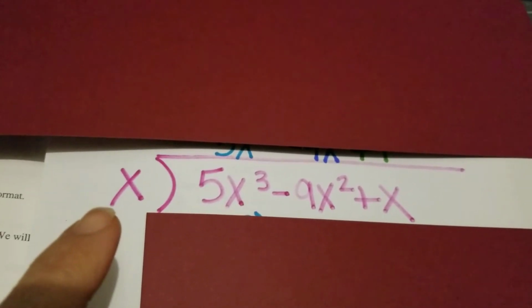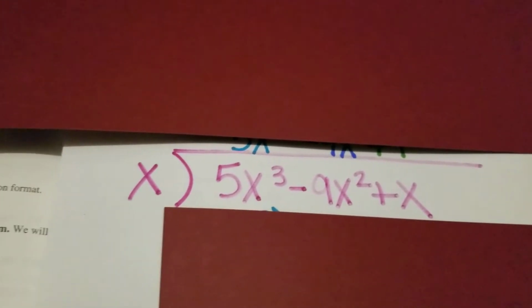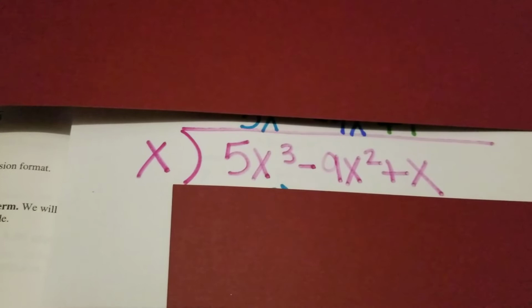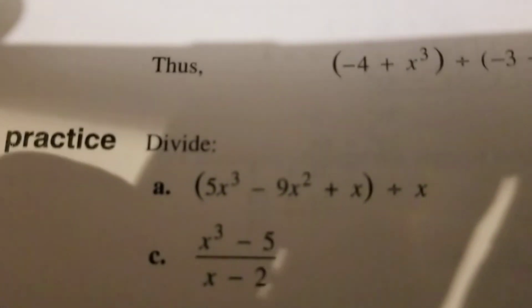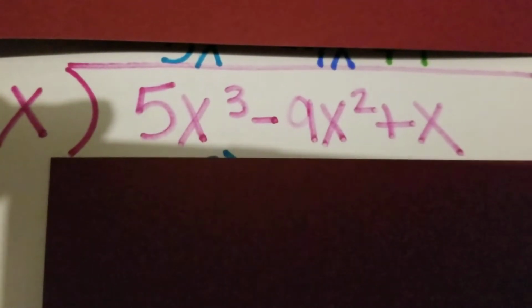And then we have divided by x, and then we have 5x cubed minus 7x squared plus x. And let's just recall that that is, let me find this problem. There we go, A. So that's what it looks like. And you're going to rewrite it like this.